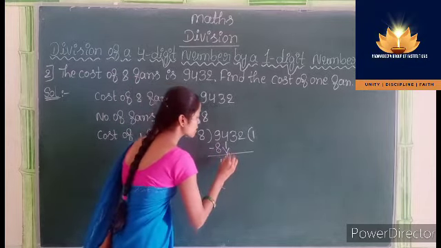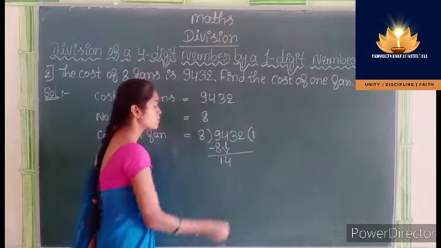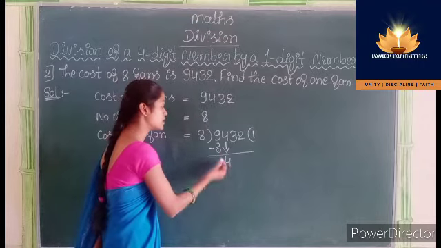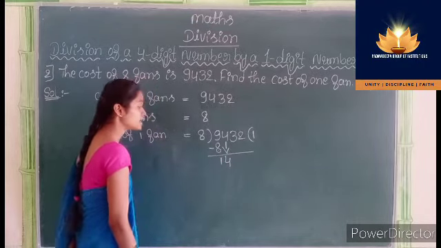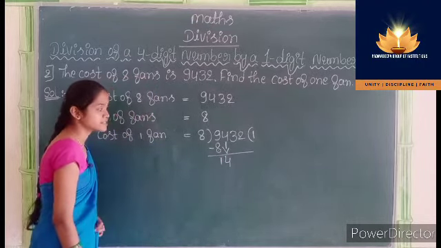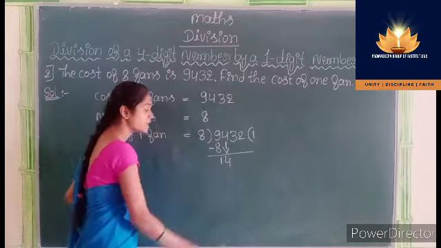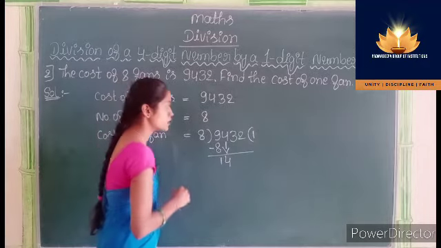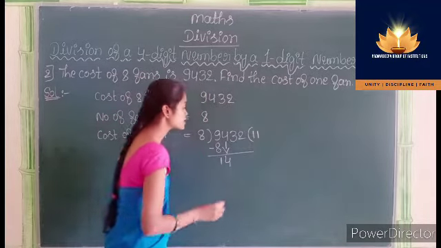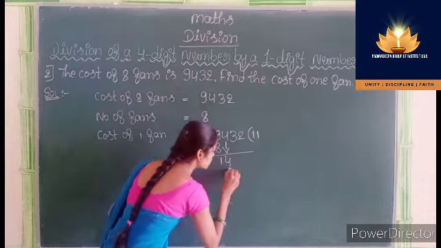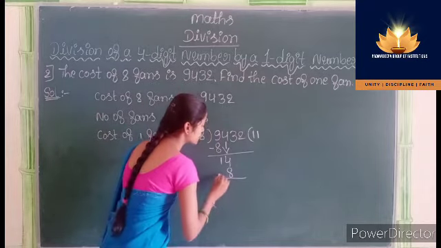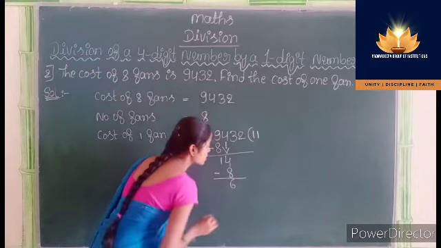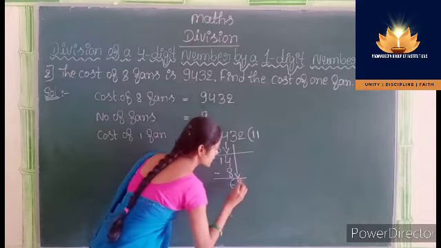Bring down this 4. 14 is greater than this 8, so we can divide 14 by this 8. 8 ones are 8. 8 2s are 16. 16 is greater than this 14. That's why we have to consider 8 ones are 8. 1 should be written in quotient place. Then write 8 below this 4. Subtract 8 from this 14, that is 6. Now bring down this 3.